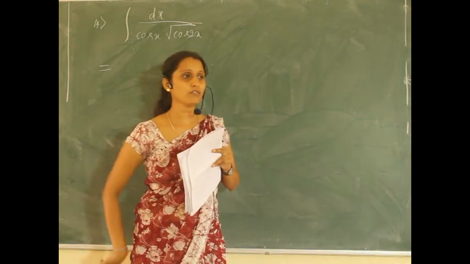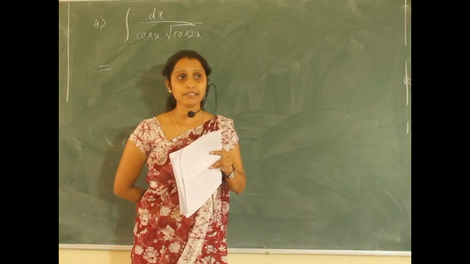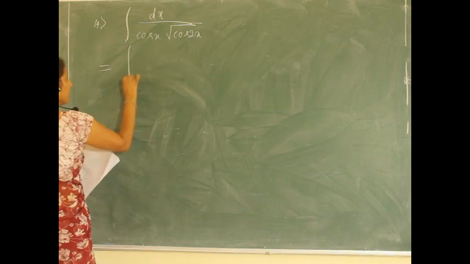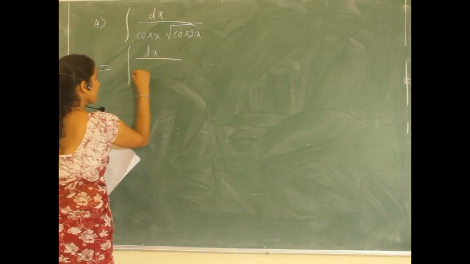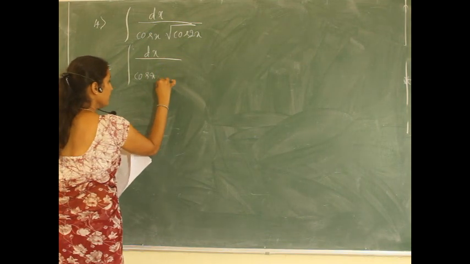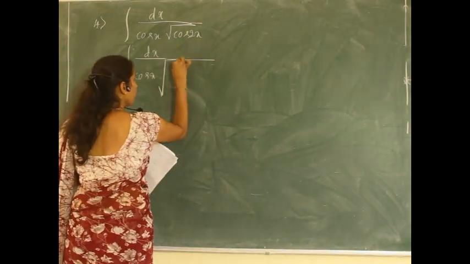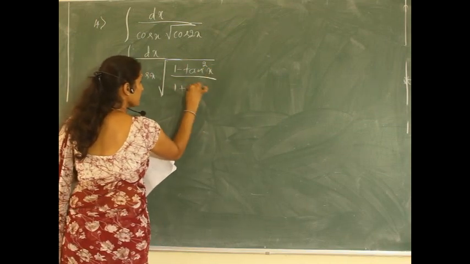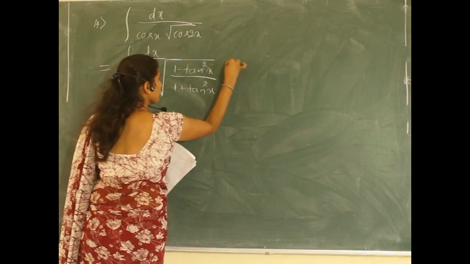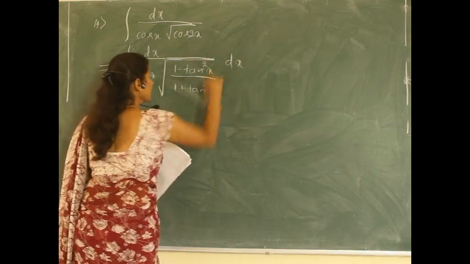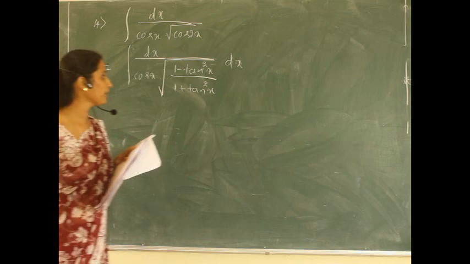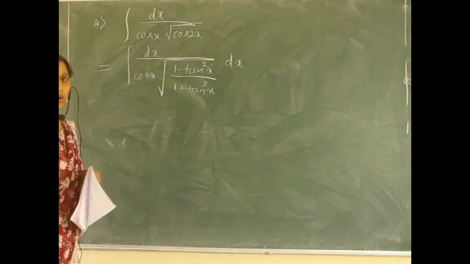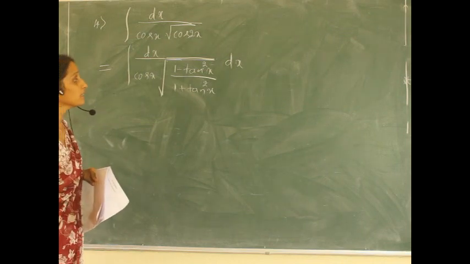The formula of cos 2x in terms of tan is 1 minus tan square x divided by 1 plus tan square x. So I'll write it as the integral of dx divided by cos x into the square root of 1 minus tan square x divided by 1 plus tan square x, dx. Again we know that 1 plus tan square x is secant square x.